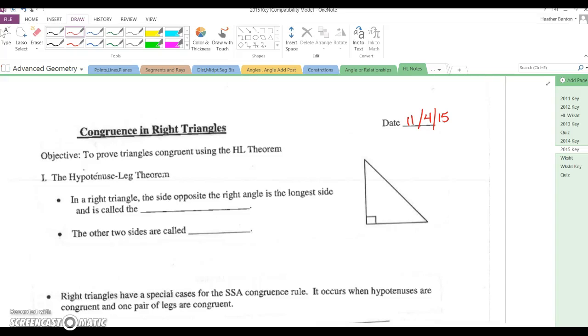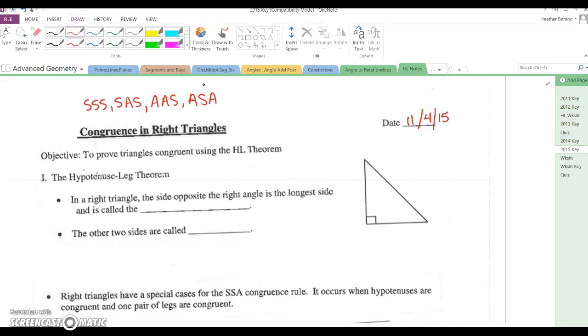Good morning, this is Miss Benton, and we are going to talk about congruence in right triangles. So to this point, we have had several theorems that we have used to show that triangles are congruent. We had side, side, side, and we had side, angle, side, and we had angle, angle, side, and angle, side, angle. Today we're going to learn about our fifth and last theorem that will help us with triangle congruence.